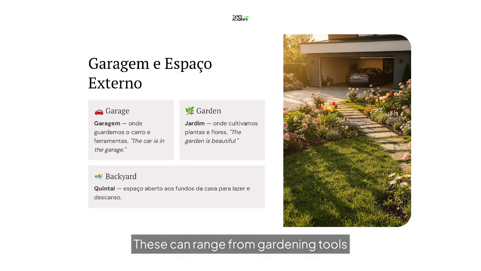Moreover, think about the tools we keep in the garage. These can range from gardening tools to power tools for home repairs. Imagine saying, "There are tools in the garage." This not only signifies that we have the necessary equipment for home maintenance, but also illustrates how these items help us manage tasks around the house. Isn't it great to have everything in one organized place?